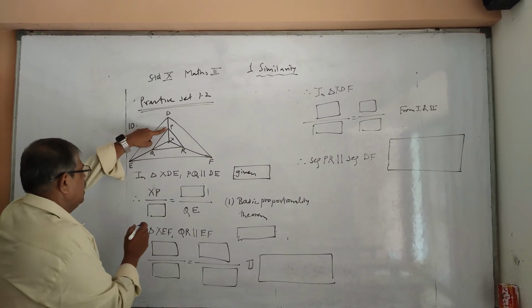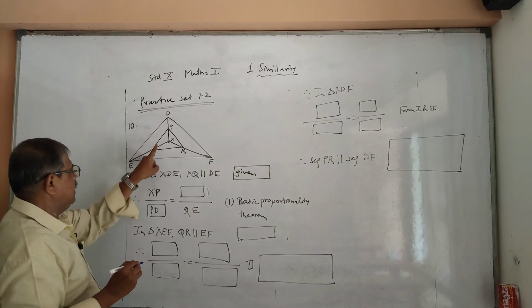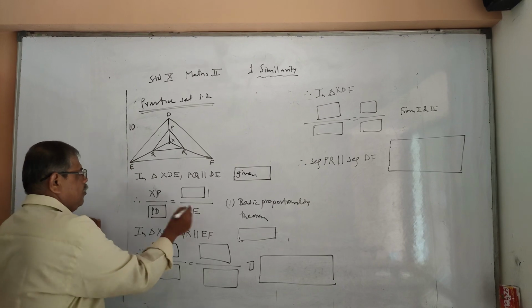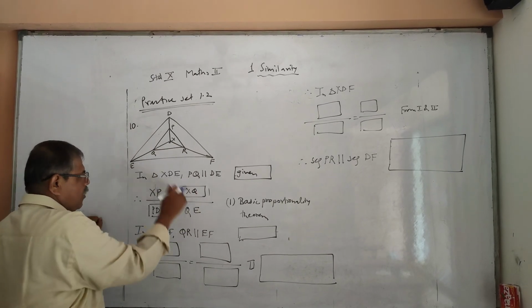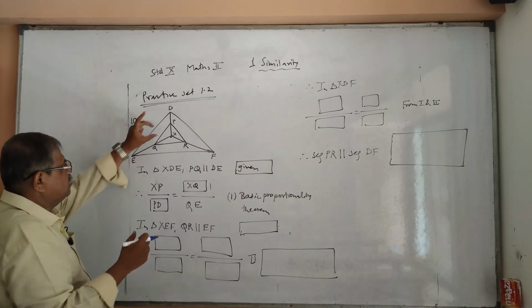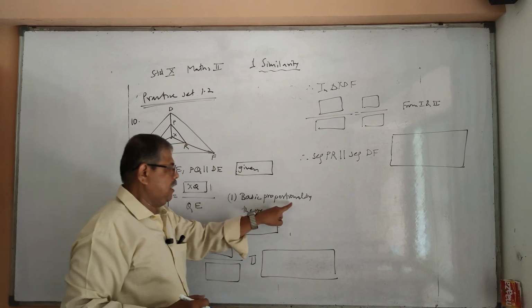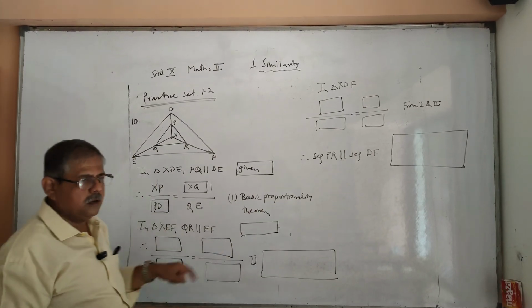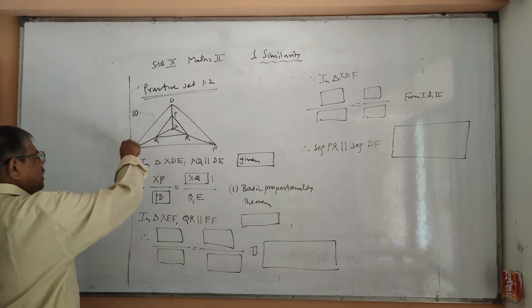So XP upon PD is equal to XQ upon QE. They are given already QE. So of course, XQ you have to write. So from that you understand. Ratio what I should write? XP upon PD. Reason also given. Basic proportionality theorem. That means you have to apply the basic proportionality theorem in the triangle XDE.